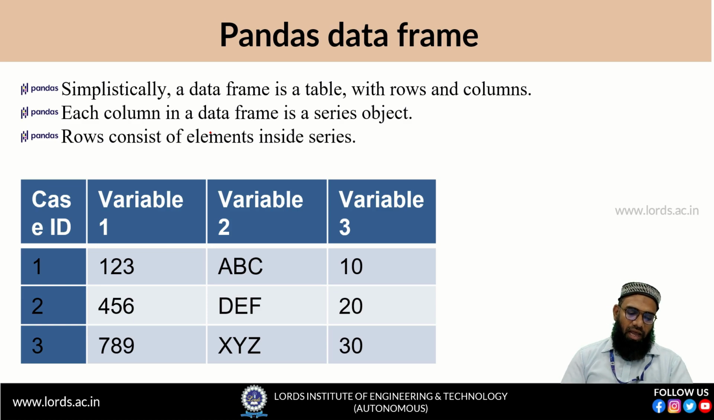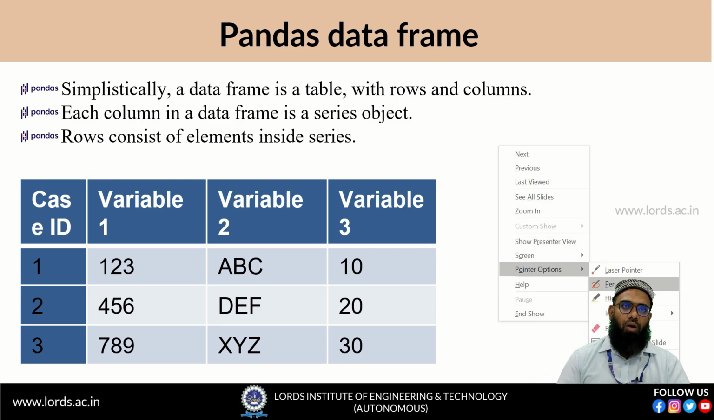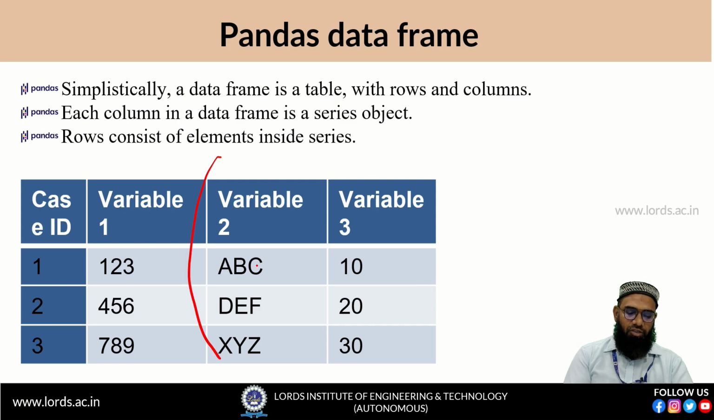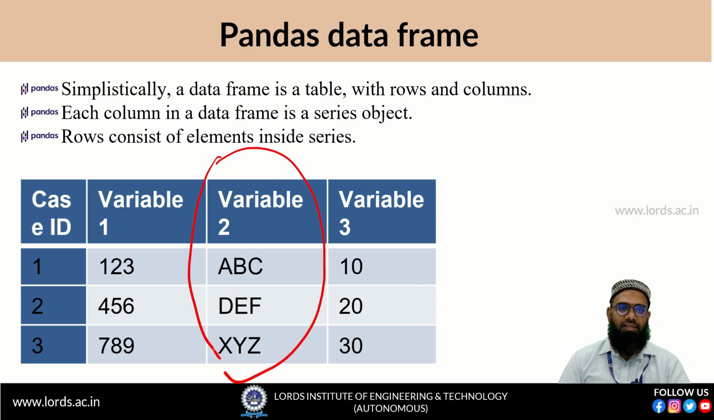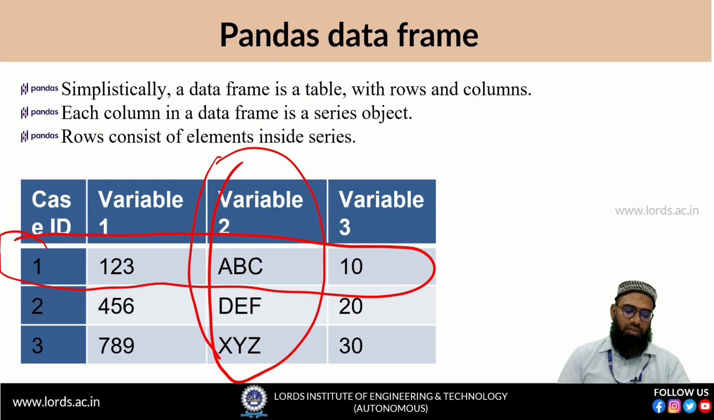Okay, so as soon as we create the data frames, series objects will be created. All columns will be stored as a series, and these particular elements are nothing but elements of the series. Rows consist of elements inside the series, and a column will be a series. Column itself is a series.